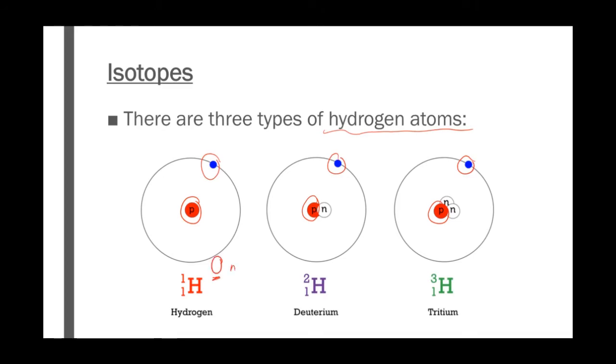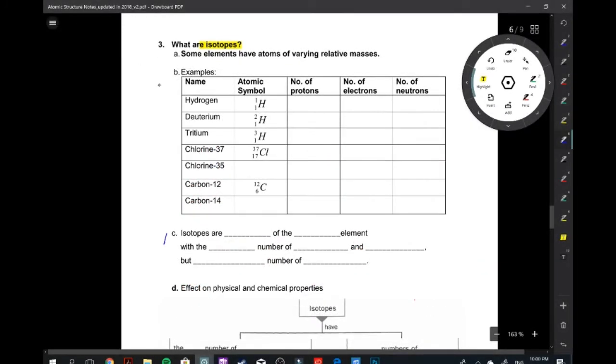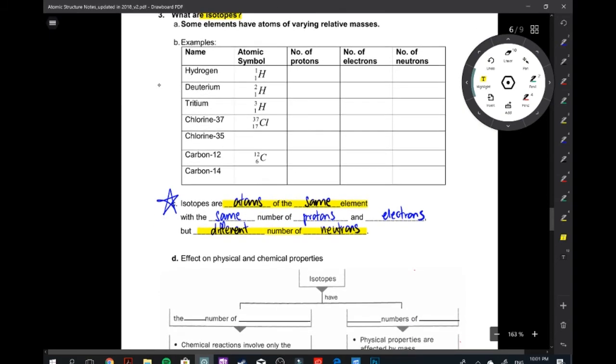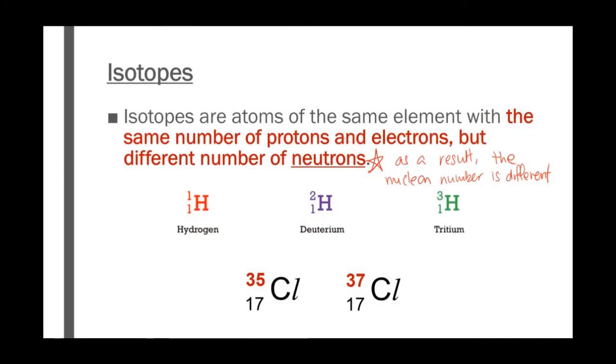In the first one, there's 0 neutrons. In the second one, there's 1 neutron. In the third, there's 2 neutrons. The term that we use to describe such atoms is isotopes. So isotopes are atoms of the same element with the same number of protons and electrons but a different number of neutrons. So everything else is the same except for the number of neutrons. As a result, the nuclear number will be different for all these atoms. You can see over here for hydrogen, the nuclear number that's represented at the top, they are all different because of the difference in the number of neutrons.